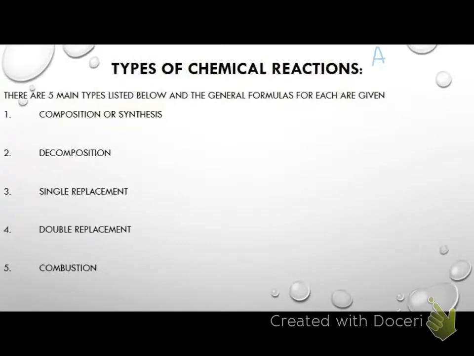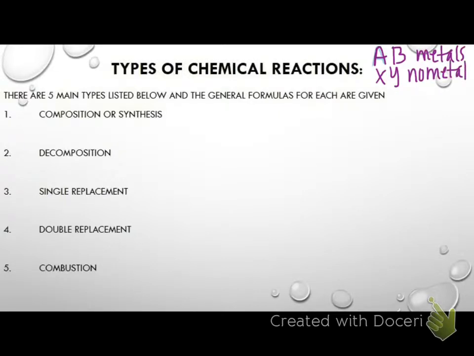All right, in this lesson we're going to talk about an overview of the types of chemical reactions, and we are going to also talk about the first two, which are composition and decomposition. So before we start the overview, let's define our codes up here. A and B we'll use to represent metals, and X and Y we're going to use to represent nonmetals.